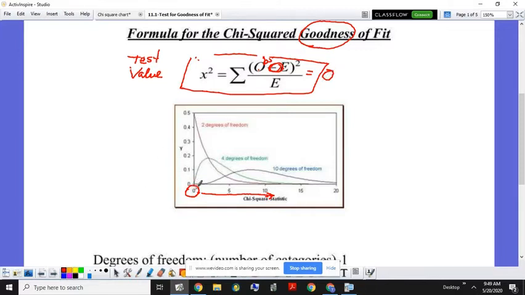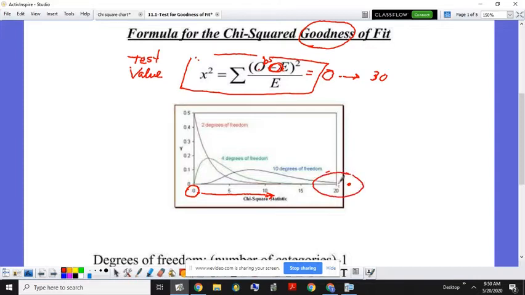So the further away you get from 0, the bigger this number gets, okay? Like let's say you get a 30, that means your data did not fit well at all. The difference between what you observed and what you expected was way off. So where do you start rejecting? You're going to start rejecting out here.